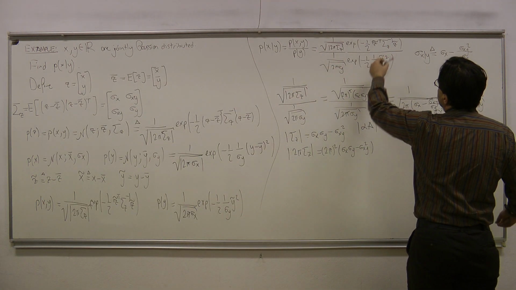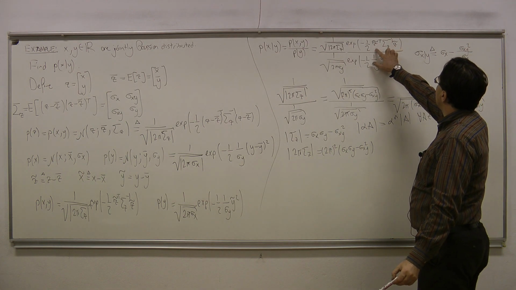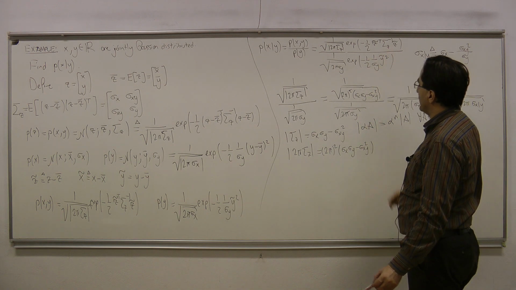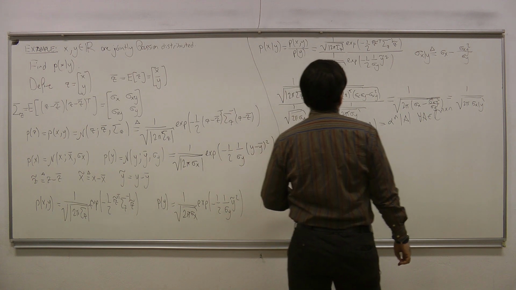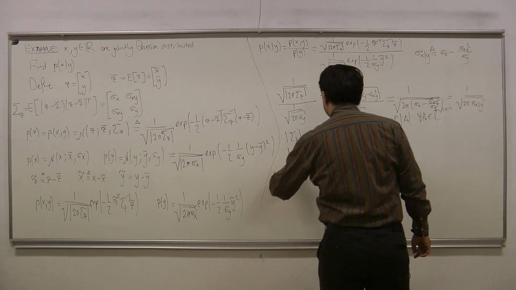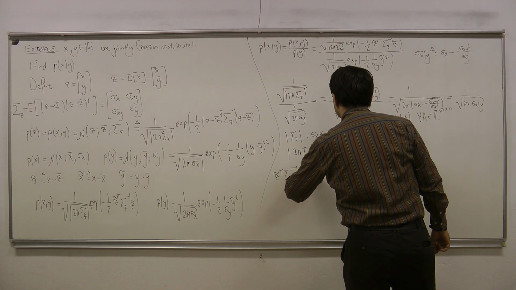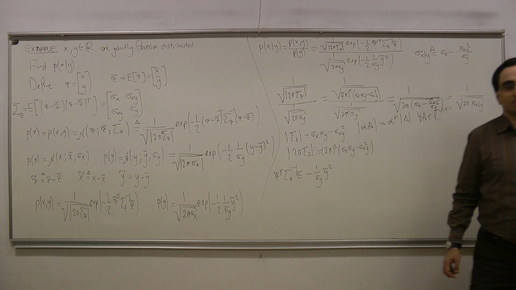Now the remaining thing is to calculate these exponentials. I know that I need to calculate this quadratic form minus this scalar here. Okay? So I need to calculate z tilde transpose sigma z inverse times z tilde minus 1 over sigma y, y tilde square. Okay?